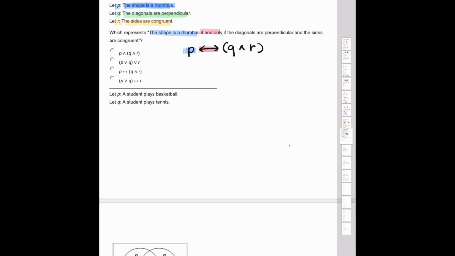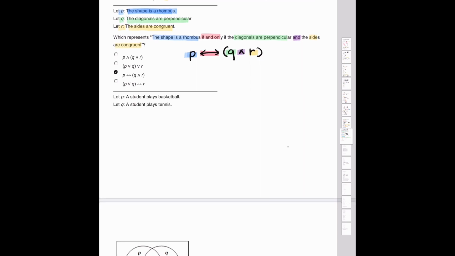We saw diagonals are perpendicular. We saw and, which we know is a conjunction. And we saw the sides are congruent, which is our R. Therefore, we can reasonably assume that C is our answer. Why is that? Well, because C matches.